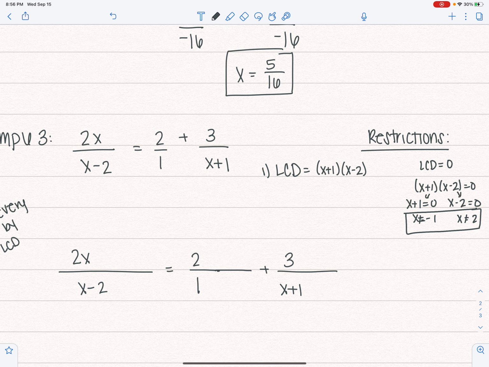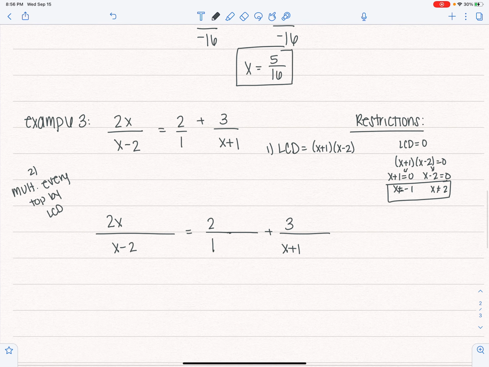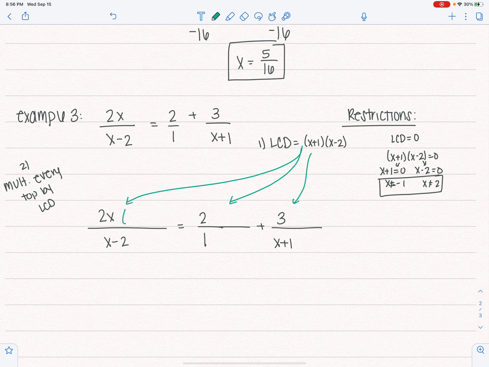So I'm going to store that information for later. Now that I've found my LCD, I'm going to multiply every fraction on top by the LCD. So x plus 1, x minus 2, x plus 1, x minus 2, x plus 1, x minus 2. Now I'm going to go through and cancel. If I've done the LCD correctly, then all the denominators will go away.